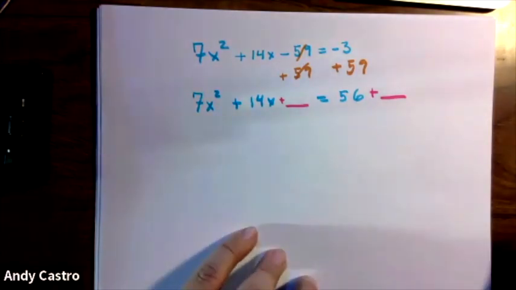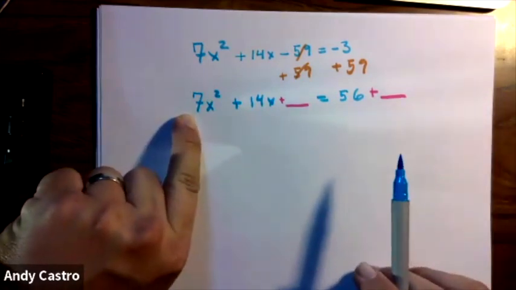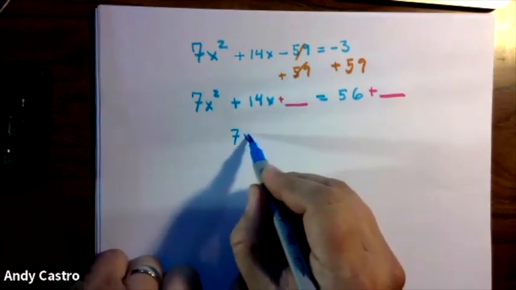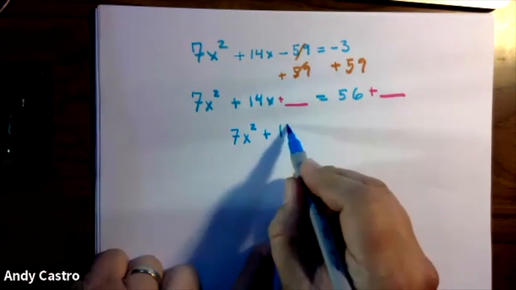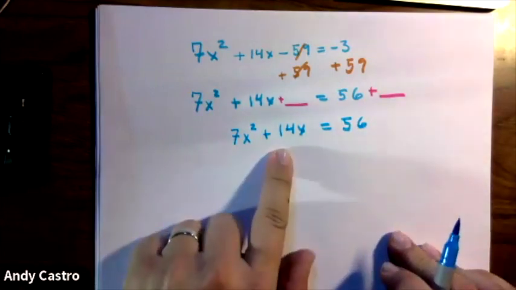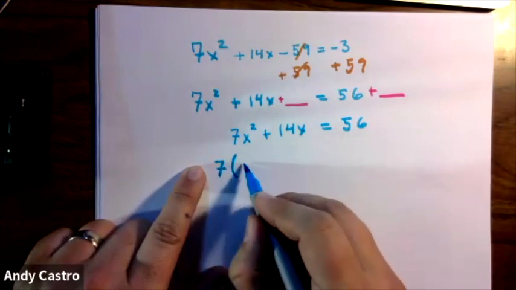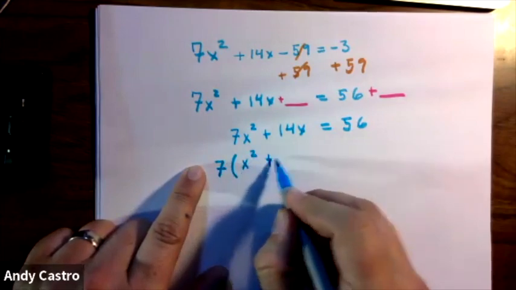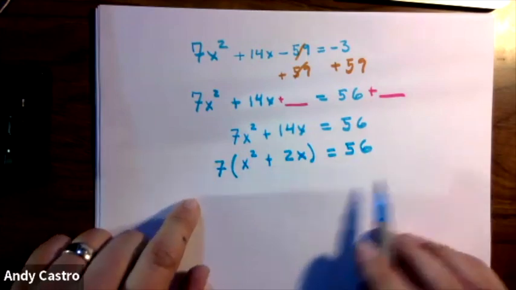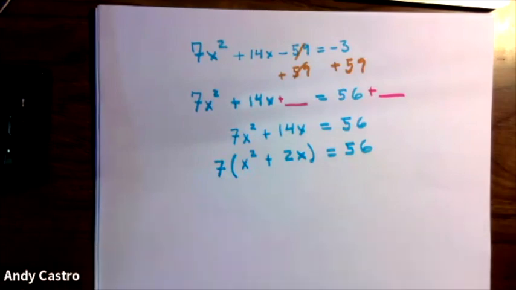So the first thing that we do is we factor out the leading coefficient, okay? So let me write it without these placeholders here, so it makes a little bit more sense. Here you can see clearly I can factor out the 7, and I'm left with x squared plus 2x is equal to 56. Now, I haven't added, multiplied, or divided anything. I've simply just factored out 7 from this side.